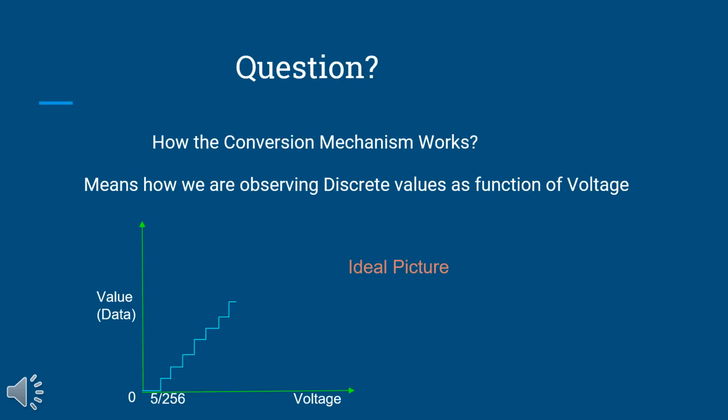So now the question arises: how is the conversion mechanism working as a whole? How are we observing our discrete values as a function of voltage? It's based on a floor function. Actually, we are varying the voltage from 0 to 5 in a linear manner, but the system is treating that in a discrete way.